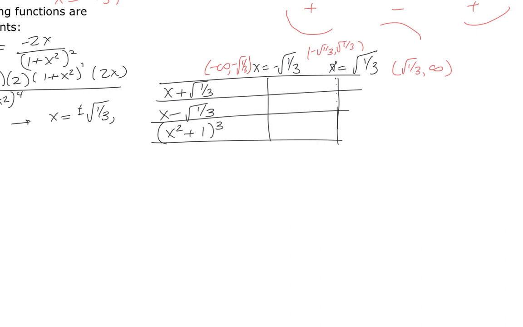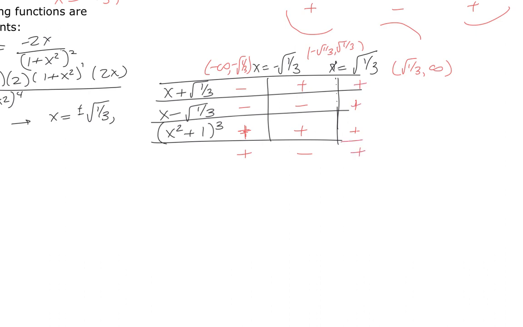So I'm going to choose something on the left. I'm going to choose negative 1. This will be negative. This will be negative. And this will be positive because I take that negative 1 and square it. So it'll be positive, so this region is positive. I'm going to choose something in between, so I'm going to choose 0. So positive, negative, positive. So this is negative. Choose something on the other side. Let's choose 1. So positive, positive, and positive. So this region is positive.